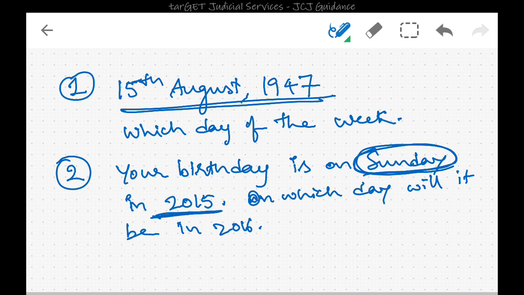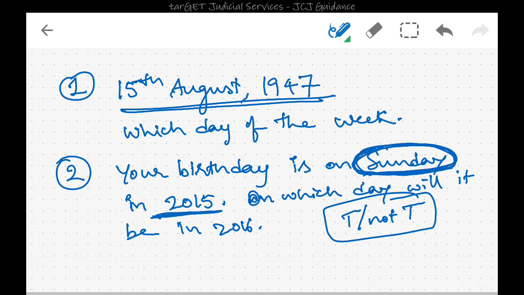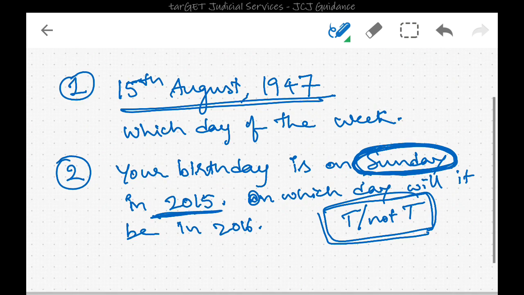And remember, in this model, the given day in 2015, for example, in this question, your birthday is on Sunday in 2015. This may be true or may not be true. It doesn't matter. You have to take this as the starting point and find what is asked.